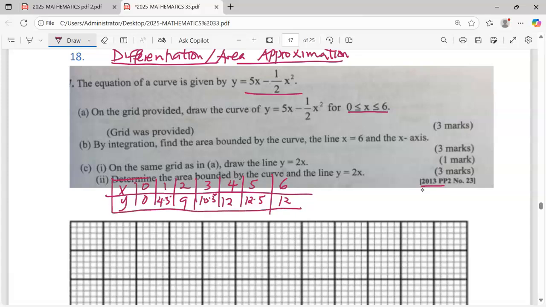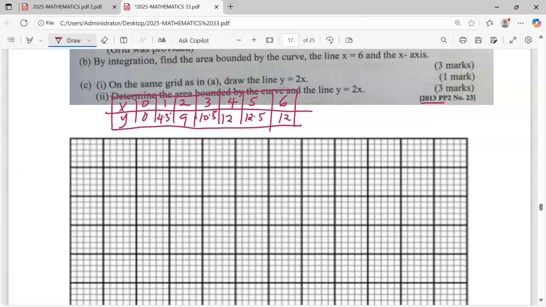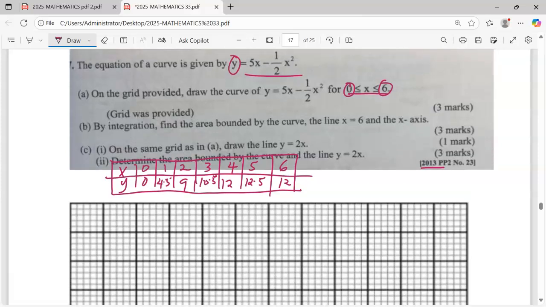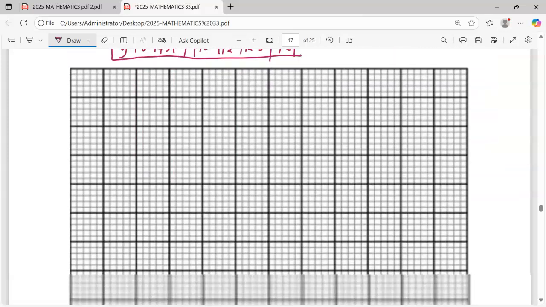Remember, to get the values of y, you simply substitute them into the function. Remember, we are supposed to move between 0 and positive 6, and that is the table we have. From there, we are going to go to part A and draw that particular curve.